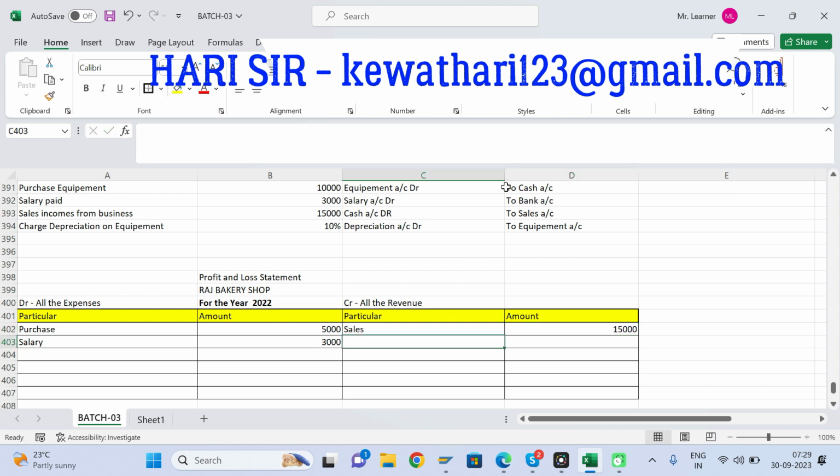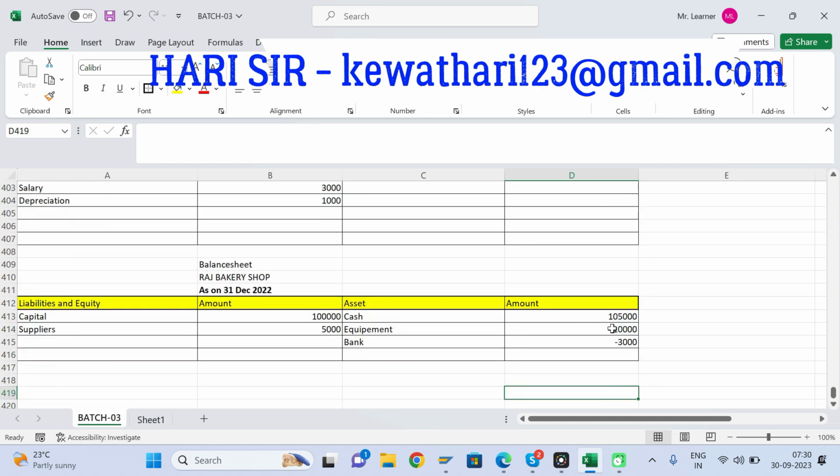Okay. Now you charge depreciation of 10% on the equipment. Equipment is 10,000, so 10% will become 1,000. So depreciation is your expense. Put this side, depreciation 1,000. And the equipment value got decreased. So here you have equipment, and in this you decrease the value by 1,000 rupees. Is there any doubt up to here? Anybody has any doubt?